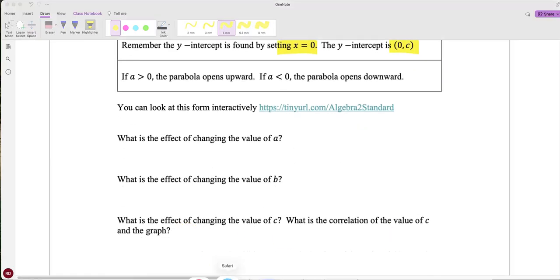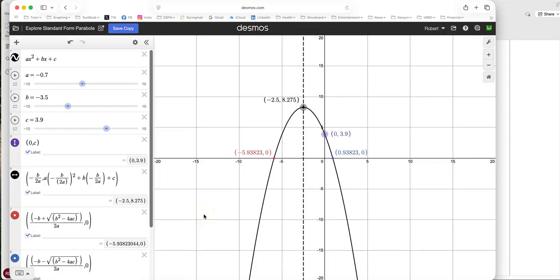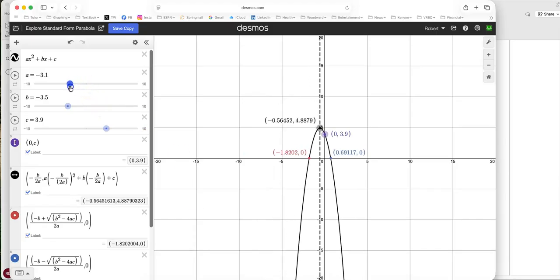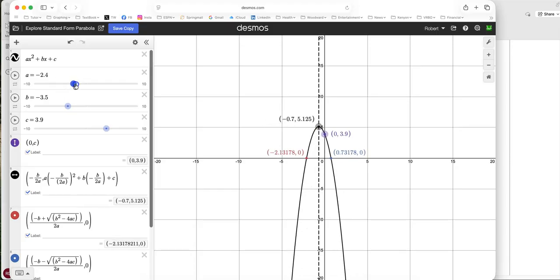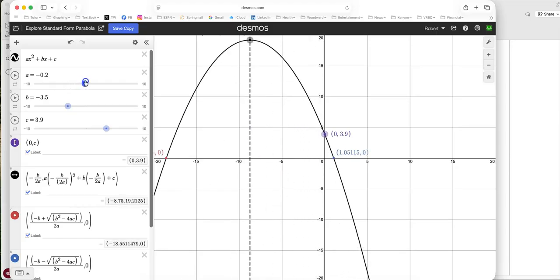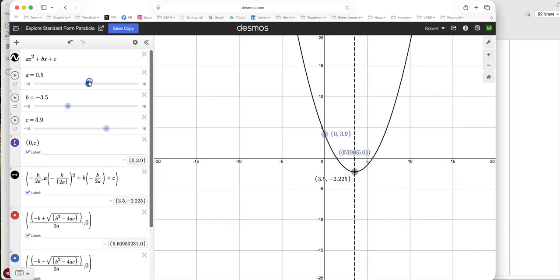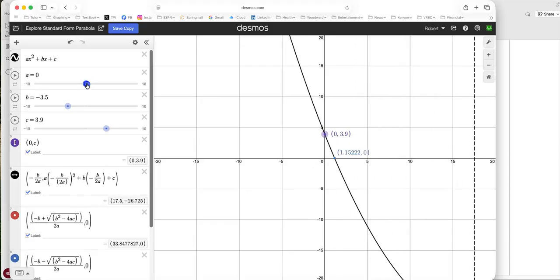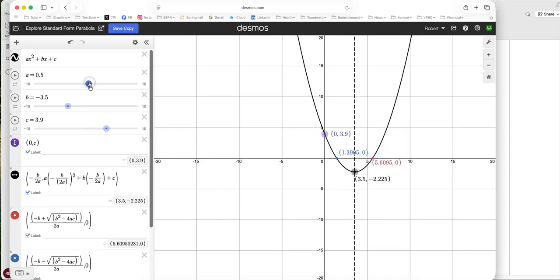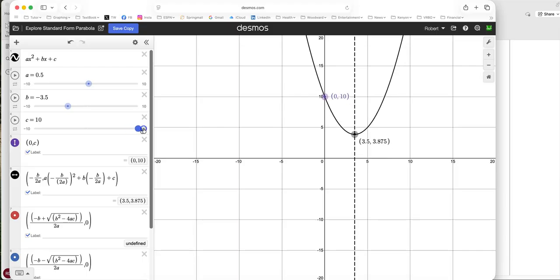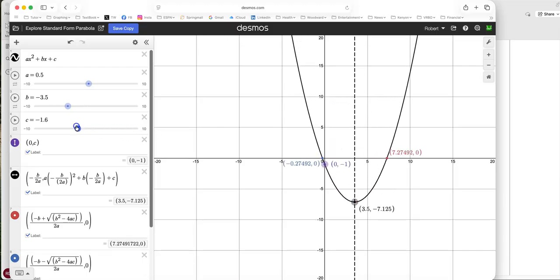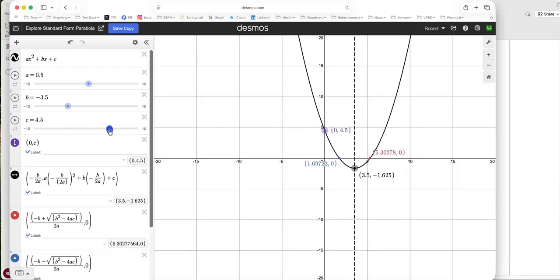So if I look at this on a graph, here's standard form, ax squared plus bx plus c. So if you look at this one, a is negative. So as it gets more and more negative, it gets skinnier and skinnier. When a goes positive, then I see that the parabola opens upward when a is positive, okay? And what about the value of c? Remember, c is just the y-intercept. So when c goes up and down, that y-intercept moves up and down.